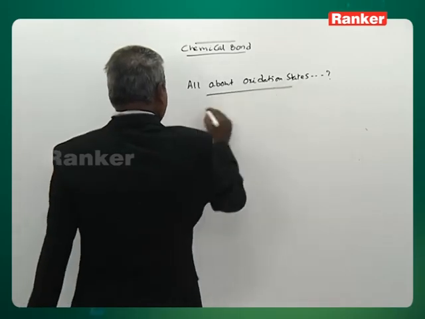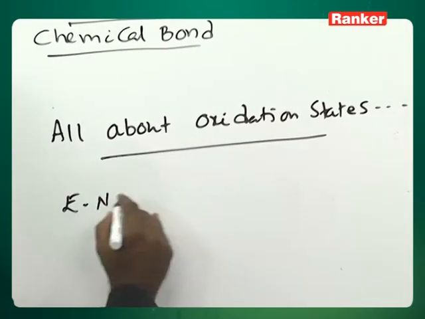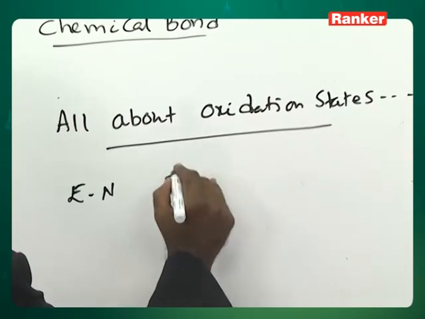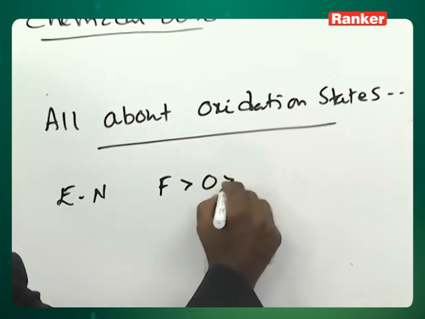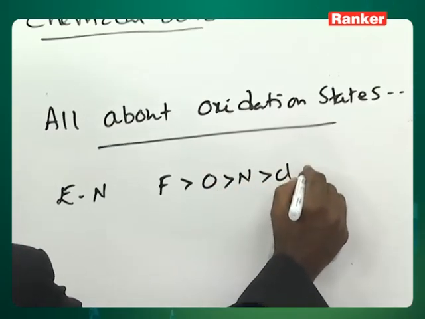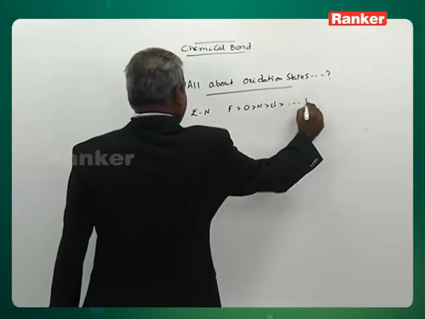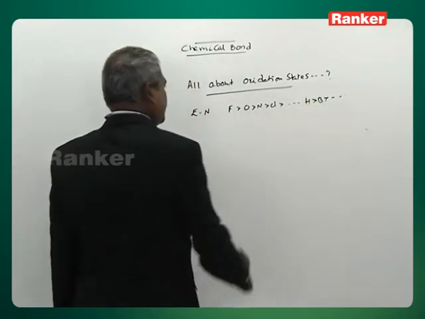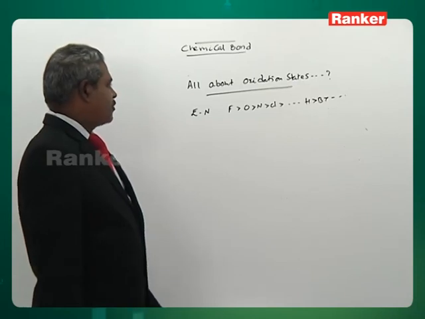Behind all this, the electronegativity order: electronegativity of fluorine greater than oxygen, greater than nitrogen, greater than chlorine. This holds good. H is greater than B, and you get other non-metals here.